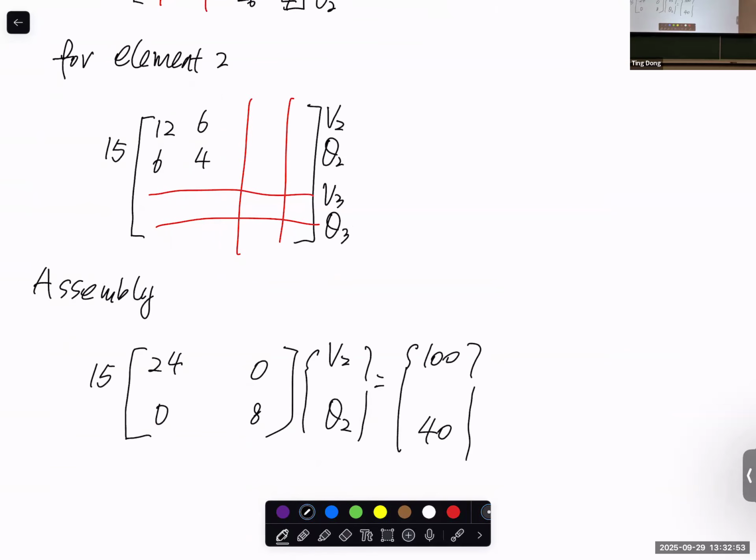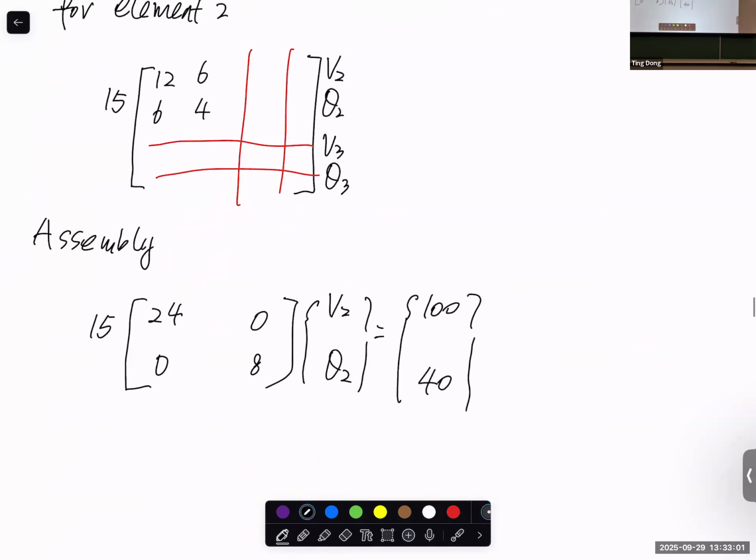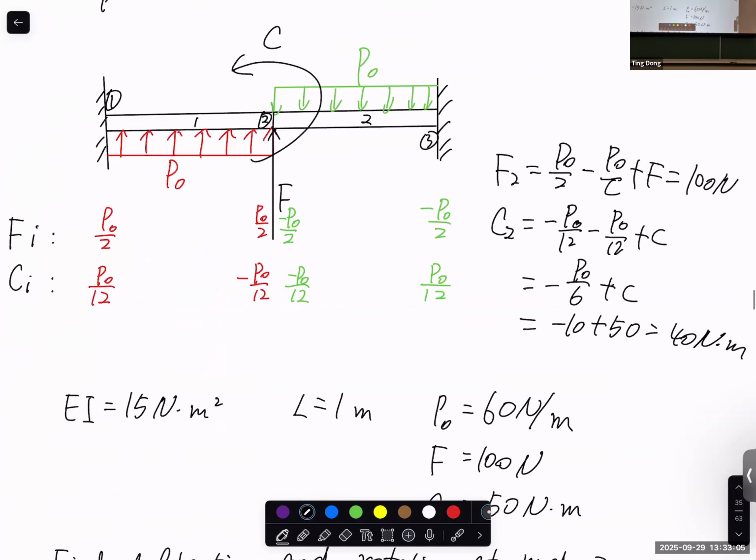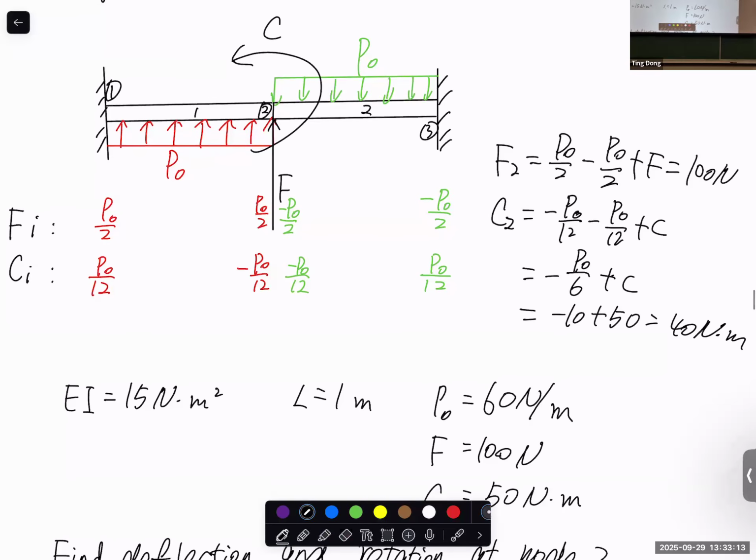Any question? If there's any question, just ask me directly. For F2, right here, it's P0 over 2 minus P0 over 2. Is that correct? Yes. Another question? Any other mistakes?